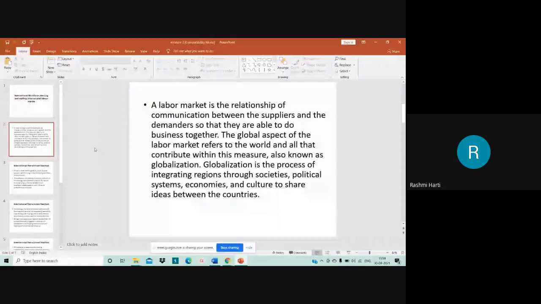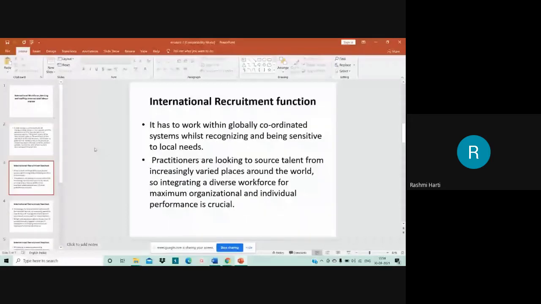Okay, so here when we speak about international recruitment function, basically the changing nature of mobility worldwide means that HR functions in international organizations have to meet a series of challenges in resourcing. So it has to work within the globally coordinated system, whilst recognizing and being sensitive to local needs. Then practitioners are looking to source talent from increasingly varied places around the world. So integrating a diverse workforce for maximum organizational and individual performance is very crucial.